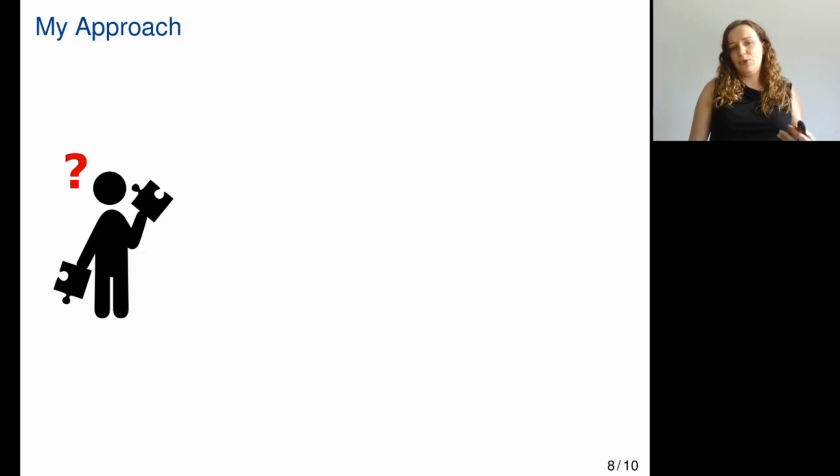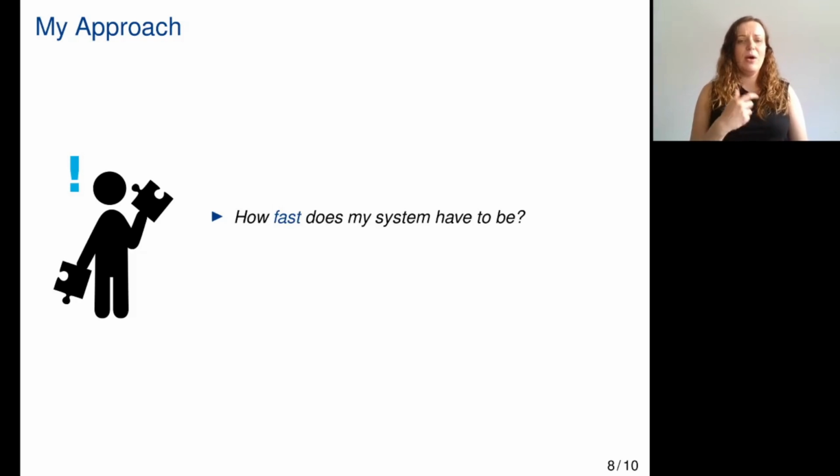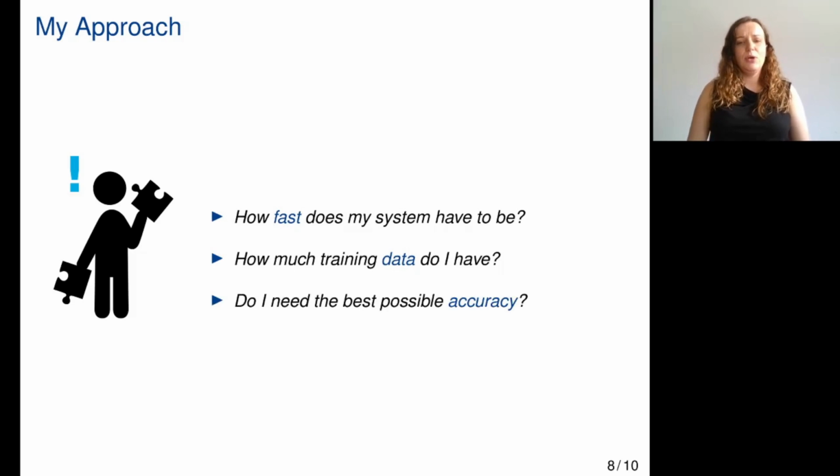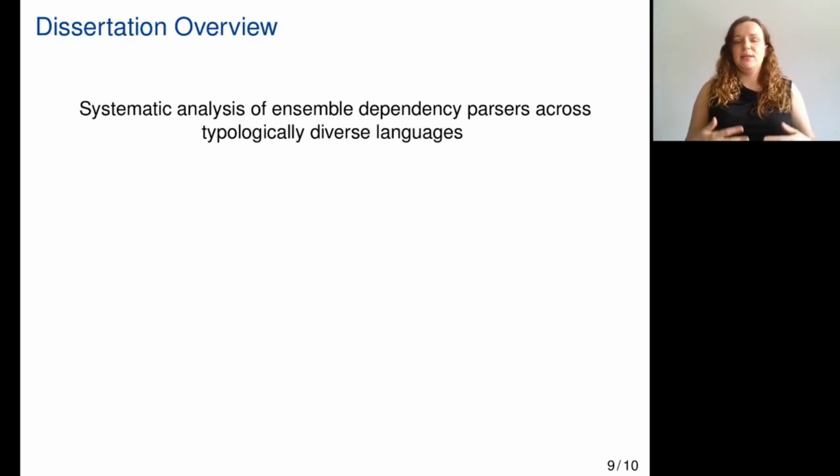And my approach to this question, how to design an ensemble, was to ask the other way around. So what does the end user know when they want to have a parser? And I thought of those 3 questions. First of all, they know how fast does my system have to be, right? They know how much training data do I have? And also they know, do I need the best possible accuracy? And these types of questions are basically the questions that I answer in my dissertation.